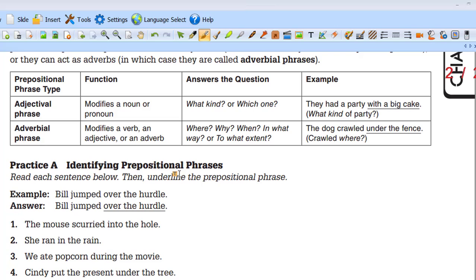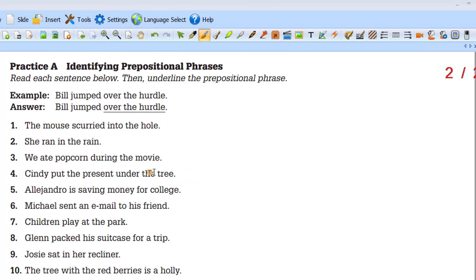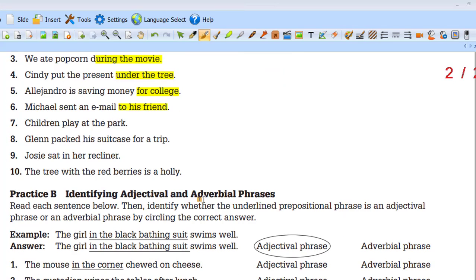Identifying prepositional phrases. Just tell me where the prepositional phrase is in these sentences. It's very simple and easy. Into the hole, okay, in the rain, during the movie, okay, the other one here, under the tree. Then we have for college. Then we have to his friend, okay, and the other sentences are the same.